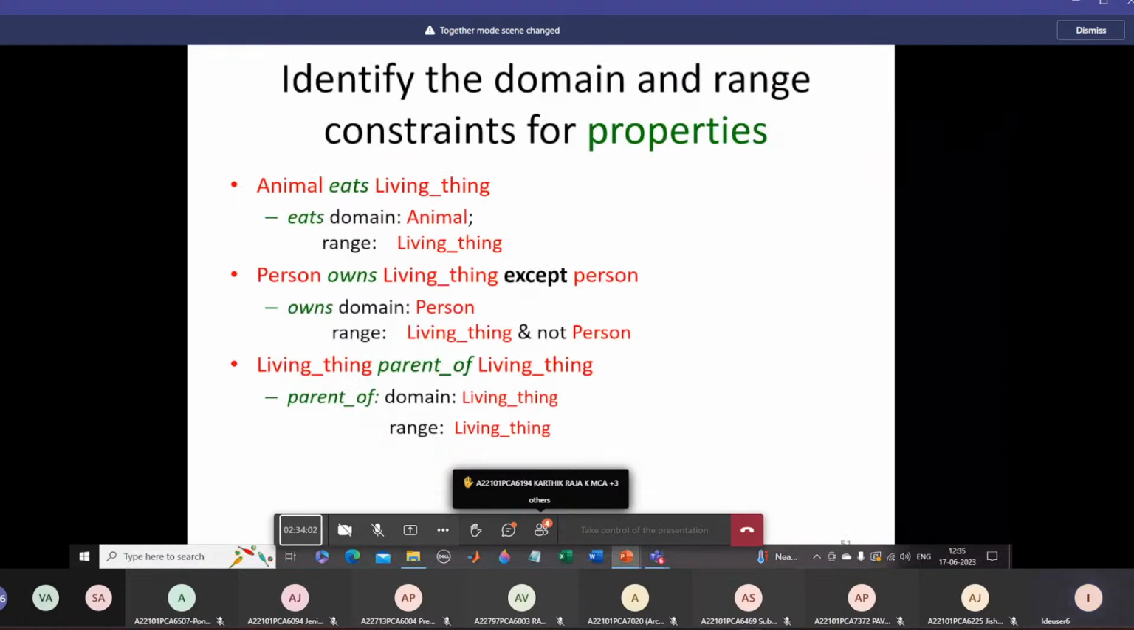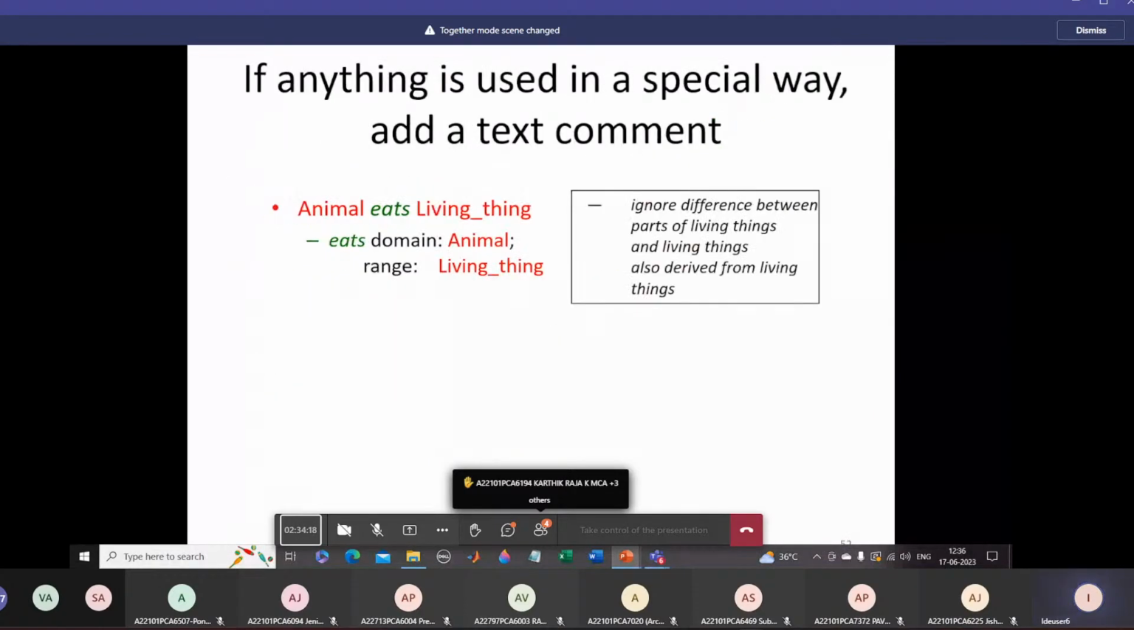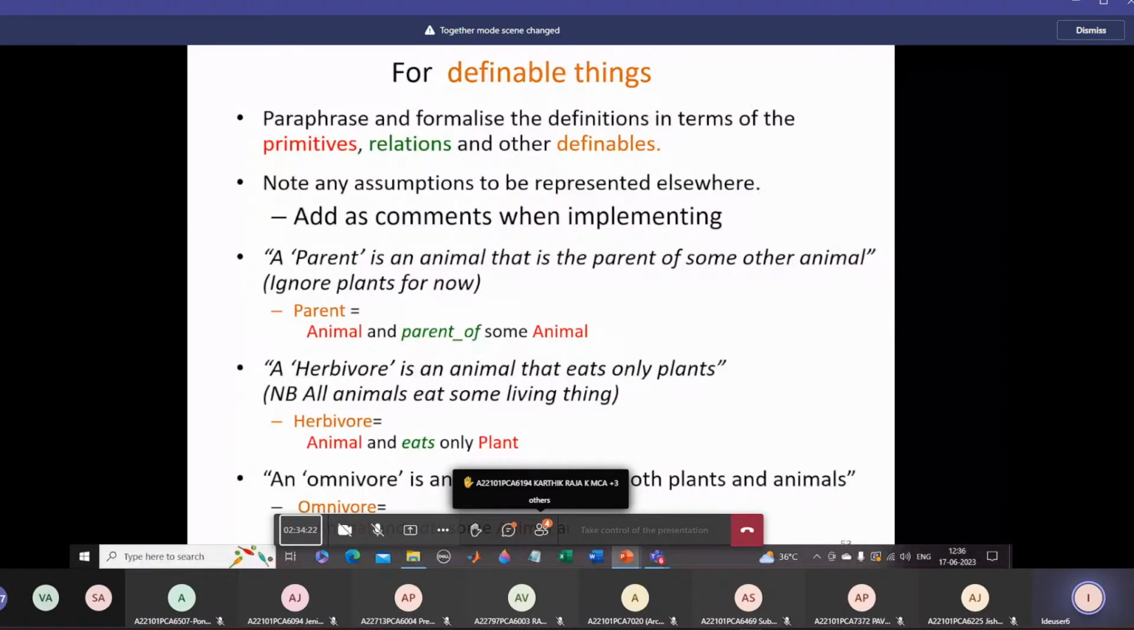Next, we have the constraints. So you have to identify the domain and the range, the constraints for properties. So when you say animal is living thing, the domain will be animal and the range is living thing. Like this, you have to identify the domains. Anything used in a special way, you have to write as a text comment. And for definable things, you can write like this.